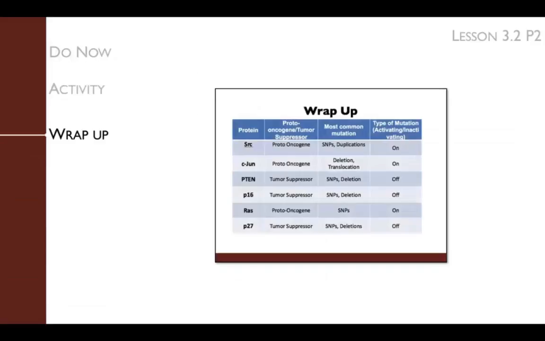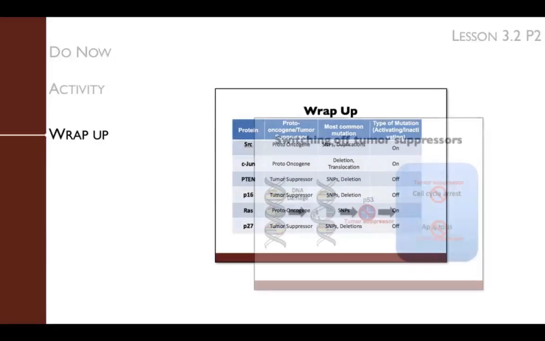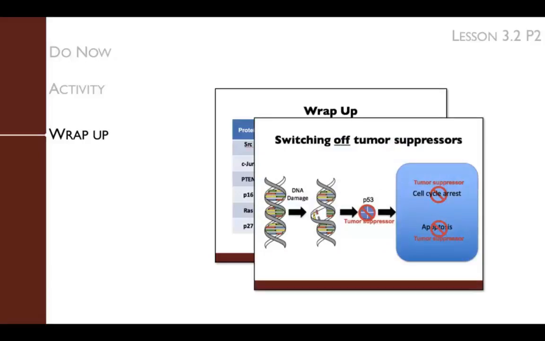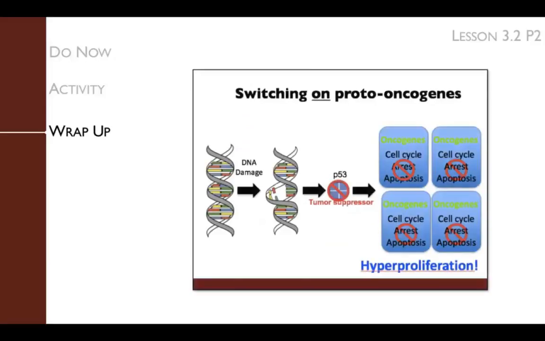To wrap up the activity, show the final table from the worksheet. Next, animate the slide to show how turning tumor suppressor genes off prevents both cell cycle arrest and apoptosis, allowing damaged DNA to replicate. However, proto-oncogenes need to be mutated to allow the cell to hyperproliferate. Transformation begins when cells with damaged DNA continue to proliferate because both tumor suppressor genes and proto-oncogenes are mutated.